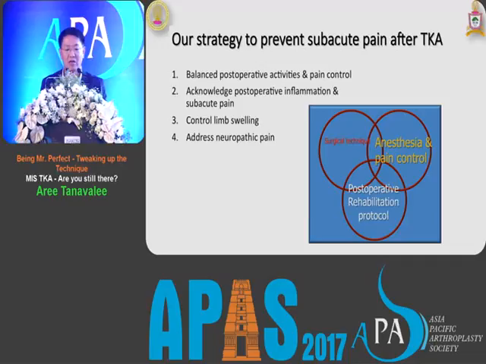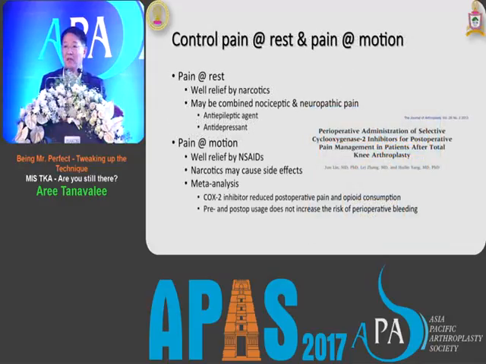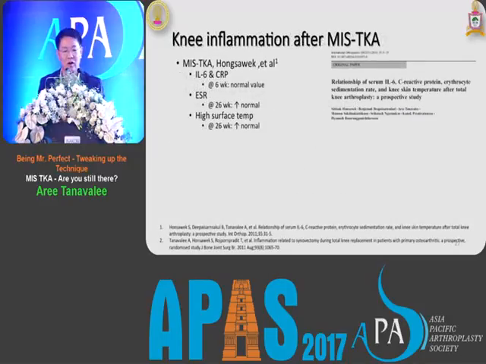And we need to acknowledge the post-operative inflammation and subacute pain. And we need to control limb swelling. And again, we need to accept that we damage the nerve, and we need to address the neuropathic pain. To control pain, narcotics are good, but for pain at motion, you need to go to NSAIDs. This is why we put the patient on NSAIDs for longer term.